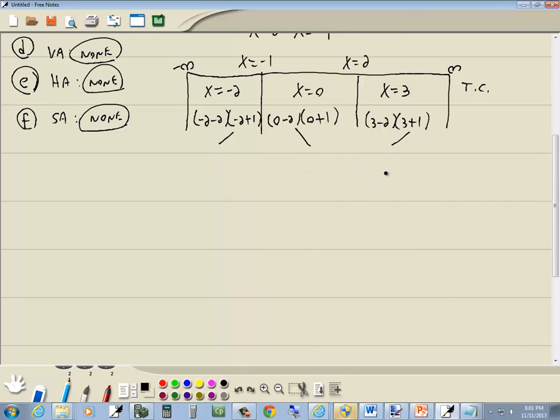So, this is increasing from negative infinity to negative 1. Then it's decreasing from negative 1 to 2. And then it's increasing from 2 to positive infinity.